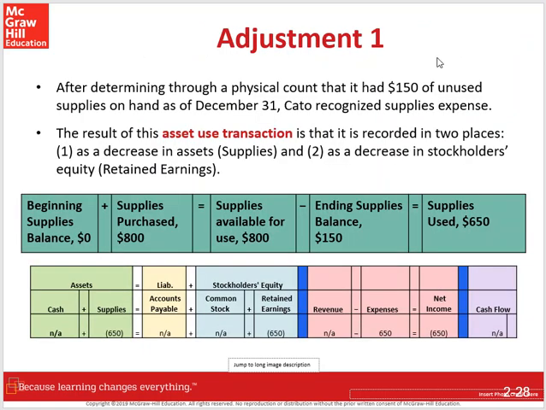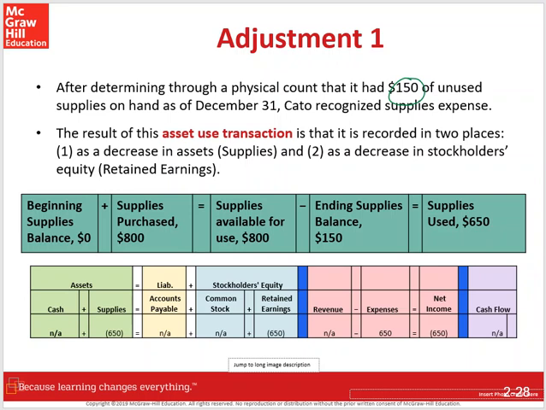So next, we're looking at an adjustment that would happen at the end of the year. So they're doing the transaction and then showing us the corresponding adjustment that goes at year end. And then we'll do another transaction and then the corresponding adjustment at year end, just so that we can connect the dots here. After determining through a physical count that $150 of unused supplies remained on hand at December 31st, Cato recognized supplies expense. So when they tell us this 150, that's what's remaining in our supplies account. So we have to compute how much has been used up and how much therefore should be expensed. So they show us the process.